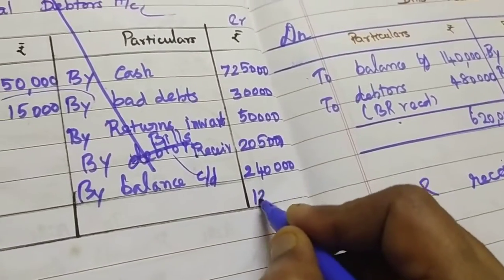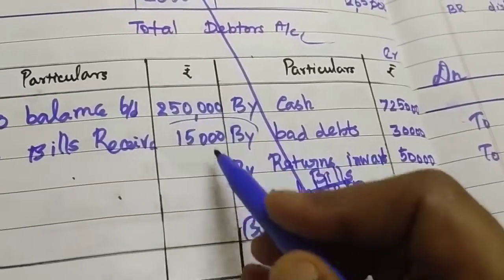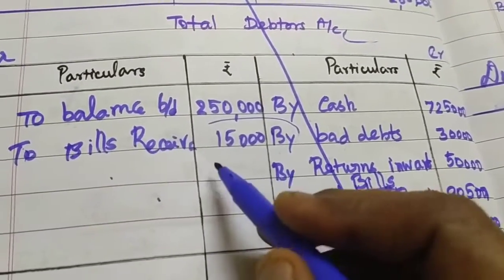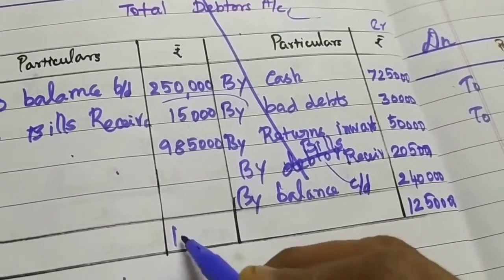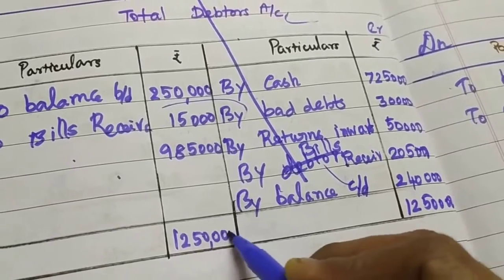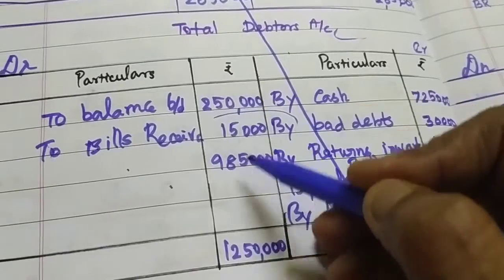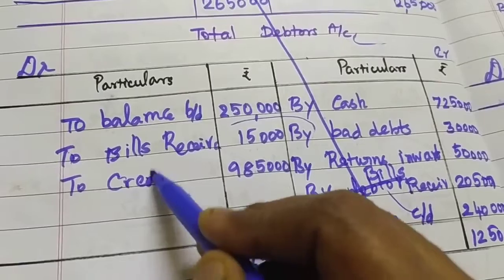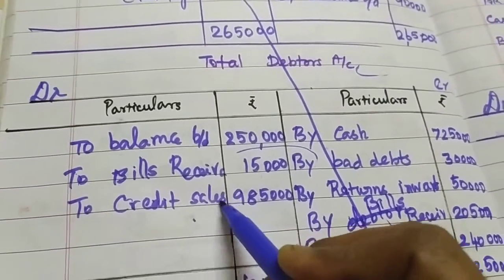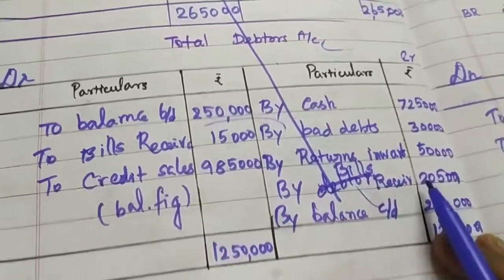If you total the credit side, it comes to 12,50,000. 12,50,000 minus this 2,65,000 will give you 9,85,000. This is 12,50,000, the total credit side. The debit side is only 2,65,000. If you deduct this, you get this. And straight to that, you have to write to credit sales. This is the balancing figure. This is the difference between both the sides. That is the balancing figure.